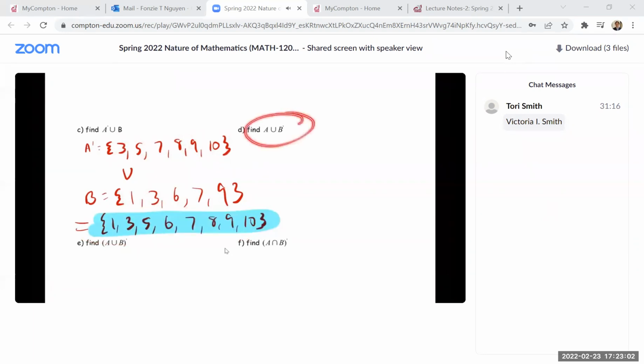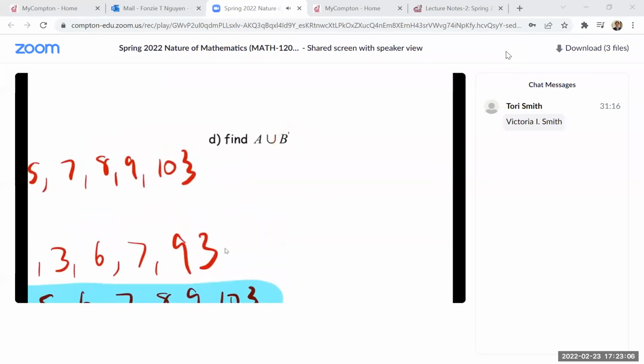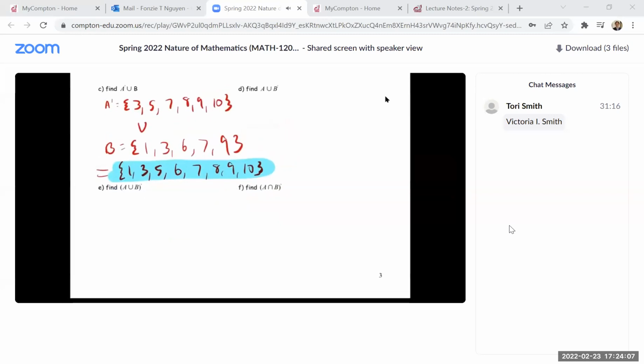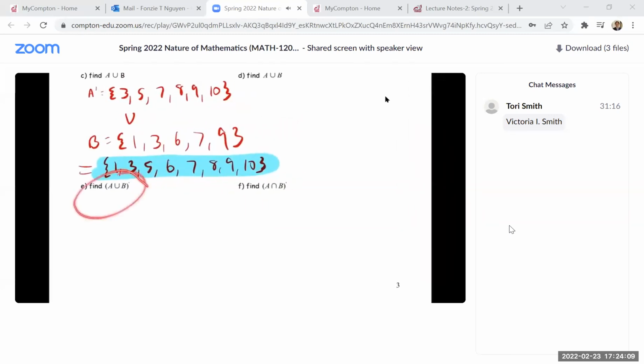So this is going to be very similar, but this time you're going to find the B complement first, and then do the union with set A. So we'll do that when we get back. It's very similar to that one. Let's just jump to one of these. Let's do this one or that one.